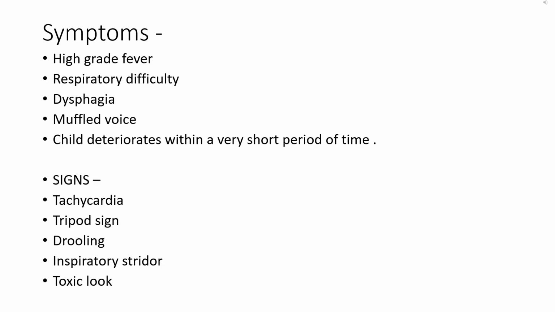What are the important signs? Tachycardia will be present. Fever will be out of proportion. There will be a tripod sign. What is tripod sign? Patient will be sitting and leaning forward with neck and chin extending anteriorly. So this is the characteristic tripod sign. I will show you in the images further. There will be drooling, inspiratory stridor, and the patient will have a characteristic toxic look.